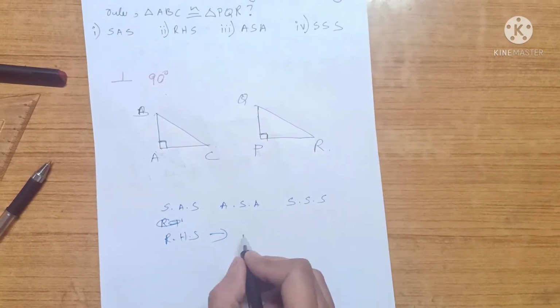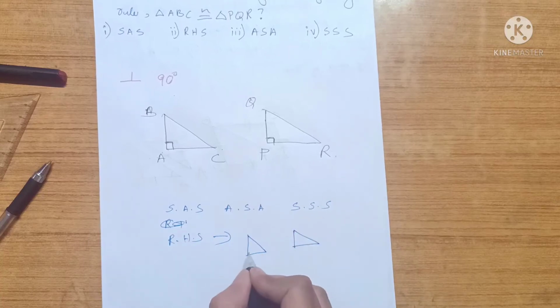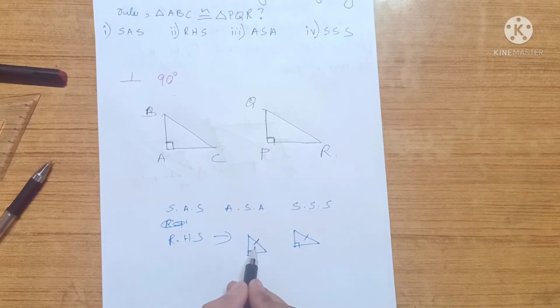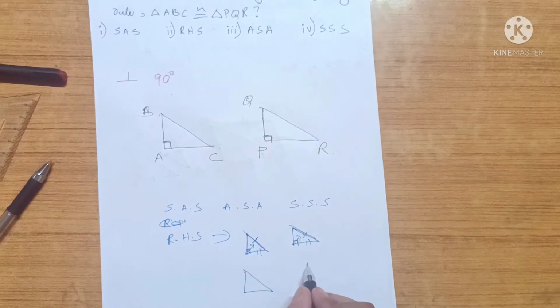So RHS is when two triangles are there, such a way that they are both right angle triangles and the hypotenuse is same. Hypotenuse means opposite of 90 degree. So if opposite of this 90 degrees is this, opposite of 90 degrees is this, if this and this is same, they both have 90 degrees, and one of the side, any side, it can be this side or it can be this side.